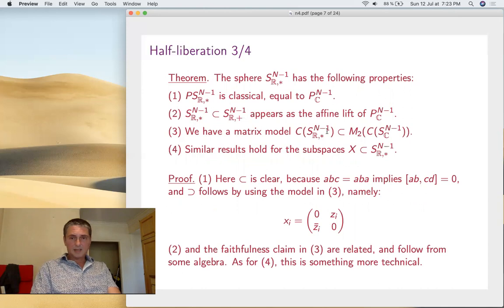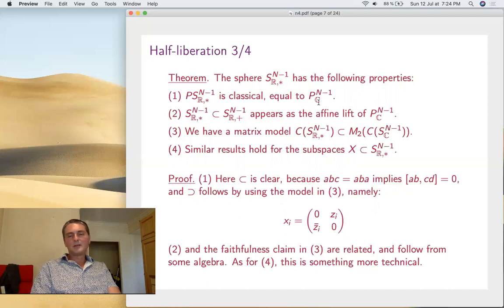So if you look at the sphere, ABC equals CBA implies that the projective coordinates commute. I mean, the projective coordinates are the ABs and the CDs. I remind you that in the real case, everything is self-adjoint. And these commute, I mean, ABCD is CDAB. You get it right away from ABC equals CBA. So this means that the projective space is classical, of the sphere.